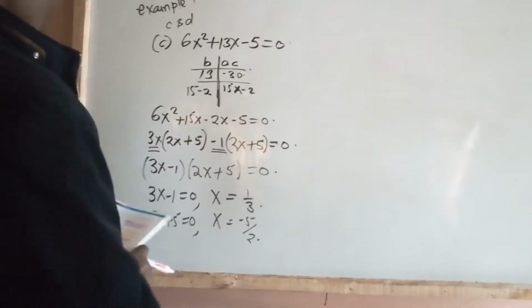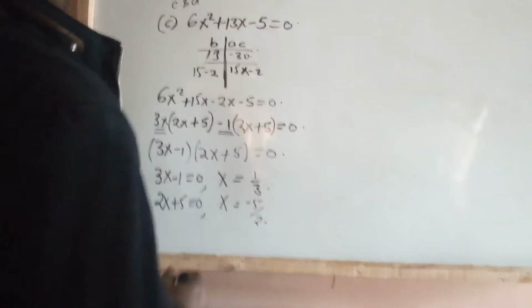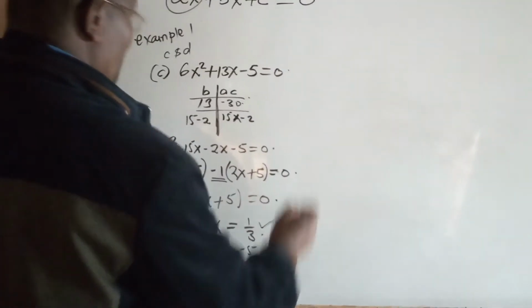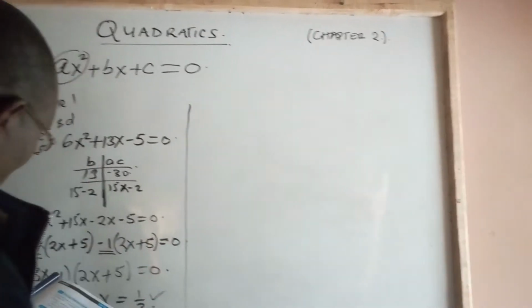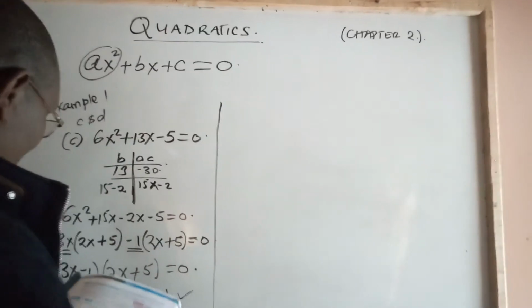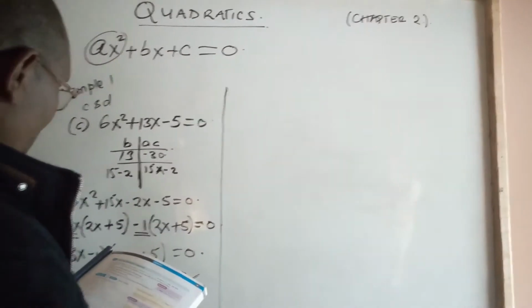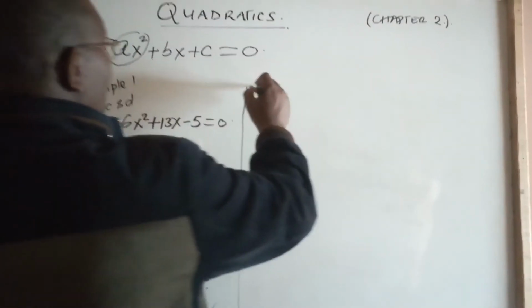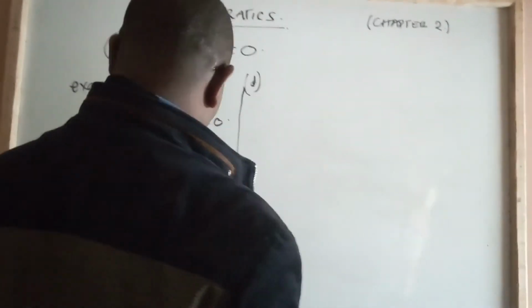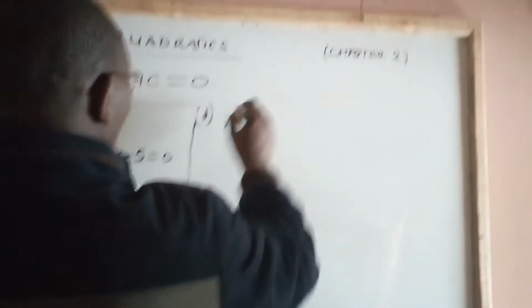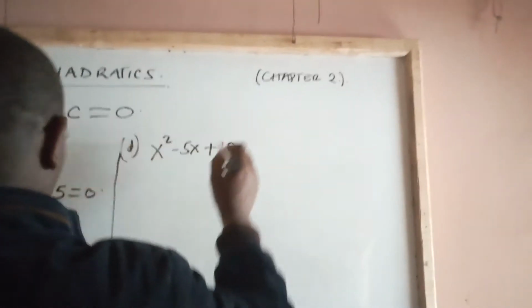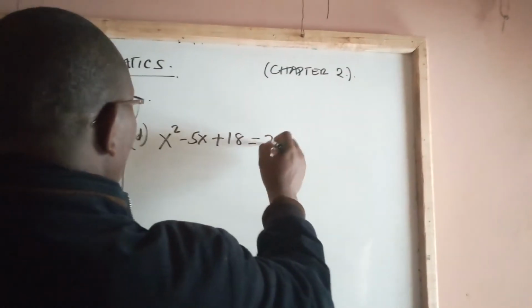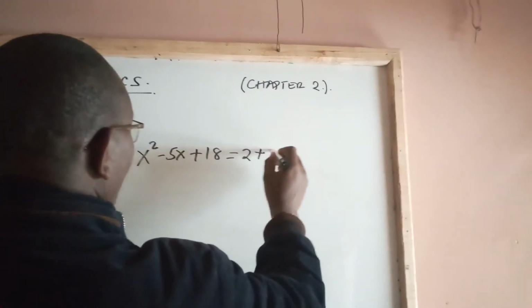So that is part C, and you can see how we easily solve it. And I want us to just understand part D, which is a bit complicated, but we have nothing to worry about. So let's see what is in part D. In part D, we have x squared minus 5x plus 18 equals to 2 plus 3x.